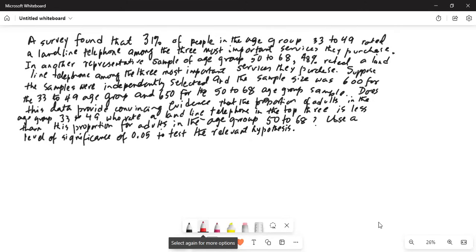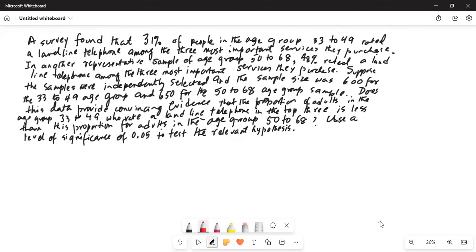A survey found that 31% of people in the age group 33 to 49 rated a landline telephone among the three most important services they purchase. In another representative sample of age group 50 to 68, 48% rated a landline telephone among the three most important services they purchased. Suppose the samples were independently selected and the sample size was 600 for the 33 to 49 age group and 650 for the 50 to 68 age group sample.